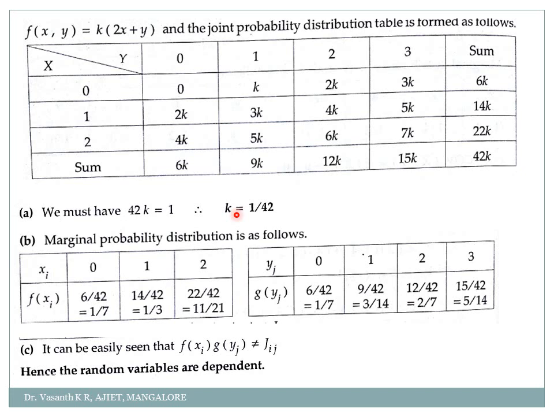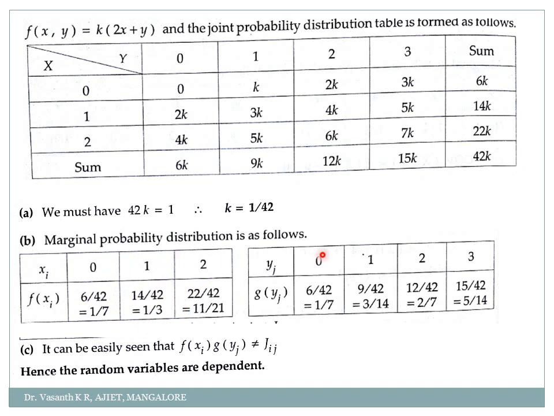We have found it. Next they are asking you to find the marginal probability distribution. Marginal probability distribution means you have to find the distribution function of x separately and the distribution function of y separately. The distribution function of x will take the values 0, 1, 2. Add all the probabilities of 0, which we have already written as 6k, so it is 6 by 42. Next 1, 14k, so it is 14 by 42. Next 2, 22k, so it is 22 by 42. So this is your marginal PDF of x.